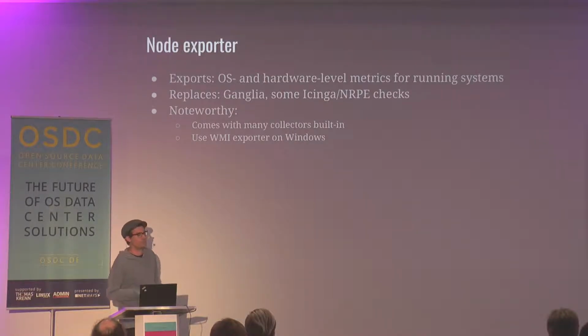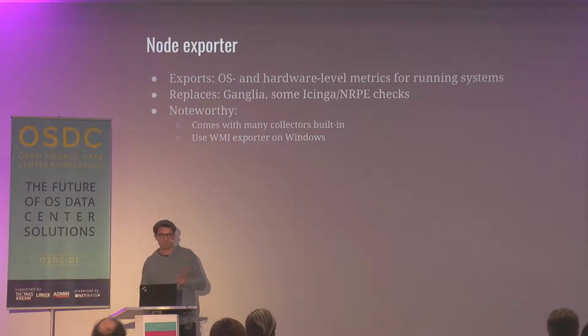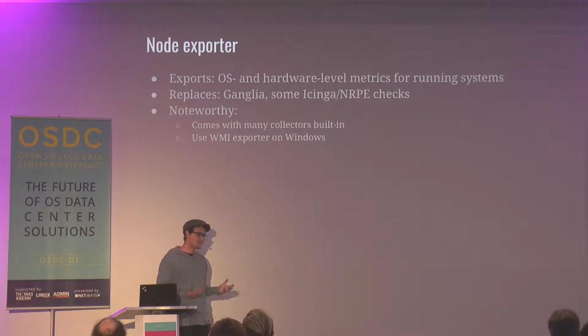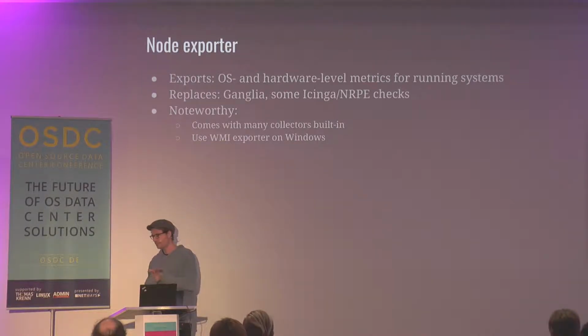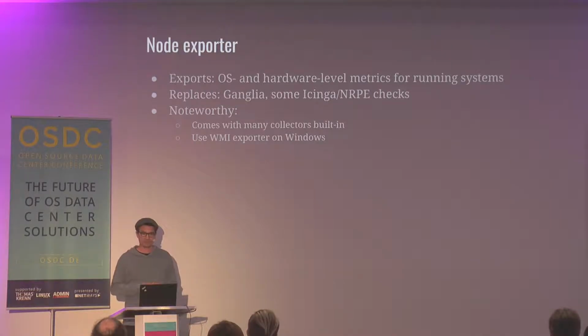So let's start simple. I already mentioned the node exporter, and that it exports operating system and partially, I guess you could call it hardware level metrics for running systems. So you have a server, it's up and running, you run the node exporter on it, you can scrape it with Prometheus, and you get a ton of data out of the box. For us, the node exporter mostly replaced Ganglia and also some Icinga checks, some custom checks that we wrote.